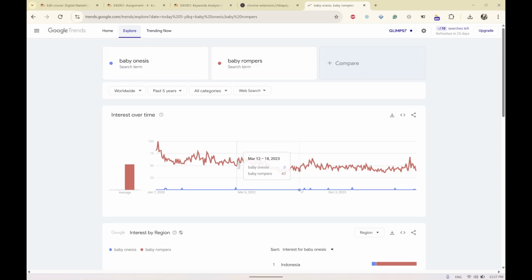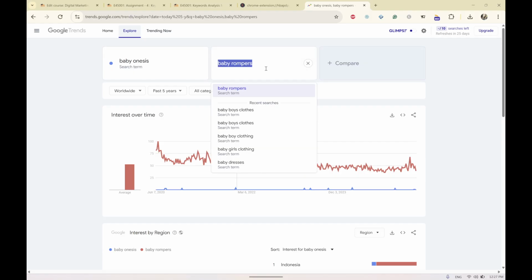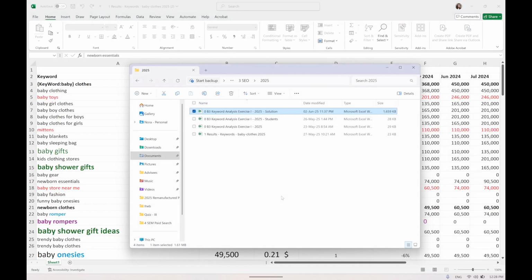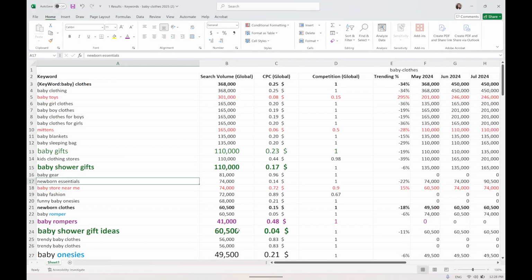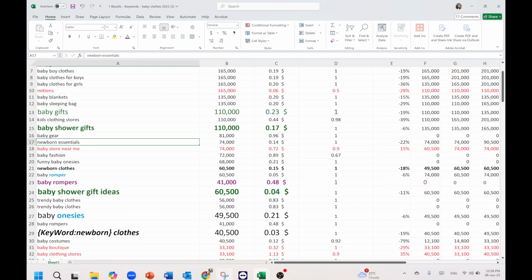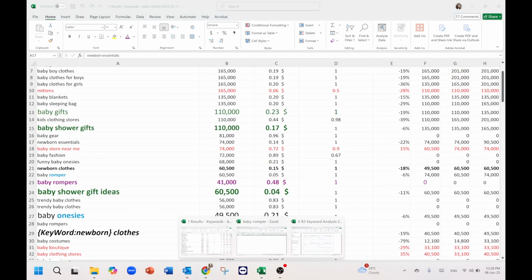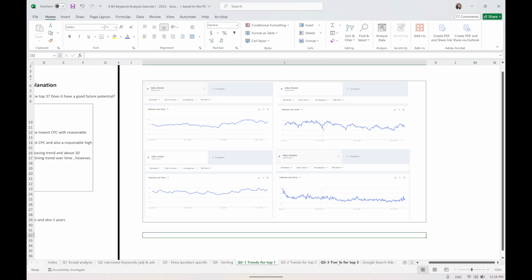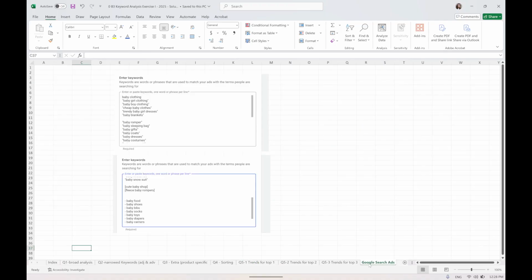It's due to the very low volume. So baby onesies are in the zeros and baby rompers are much higher. So this is why I go for baby rompers, as I told you in class also. Baby rompers is a much better keyword to bid on in terms of search volume. Even though the CPC is much lower for baby onesies, you can also bid on both of them. It's not a crime, so why not? All right, so this is it.